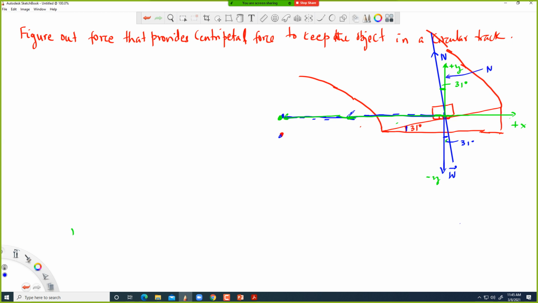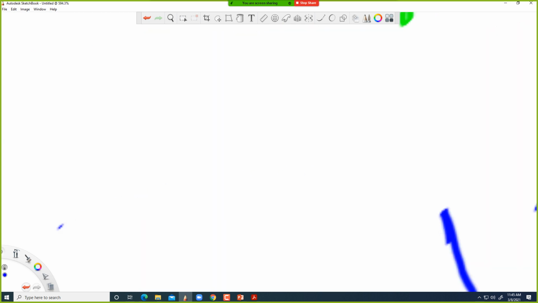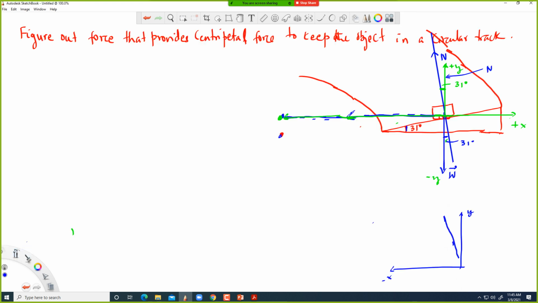So we have axis like this, y-axis and x-axis. And we have this normal force. And we have this angle. So I want this y component for the normal force. So what's that? Yes, n cosine theta, and x component would be n sine theta. Okay, so this component is n cosine theta, and this component is n sine theta.